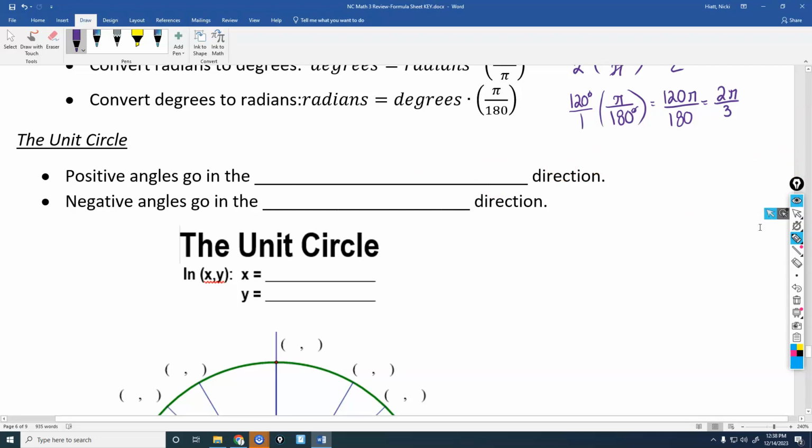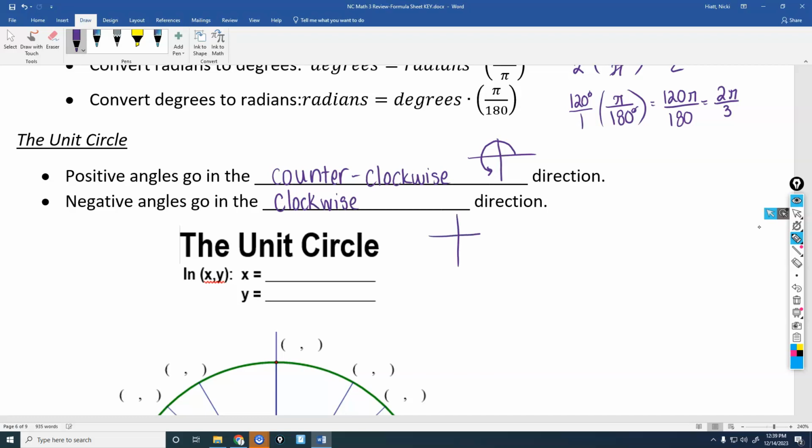Questions there? Positive angles go in which direction on the unit circle? Not clockwise, counterclockwise. And you may want to draw yourself a little picture here. That means this direction. And then negative angles go in the clockwise direction. So that would be starting from here, this direction.